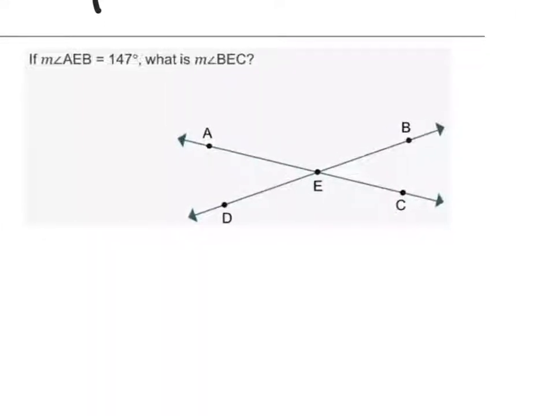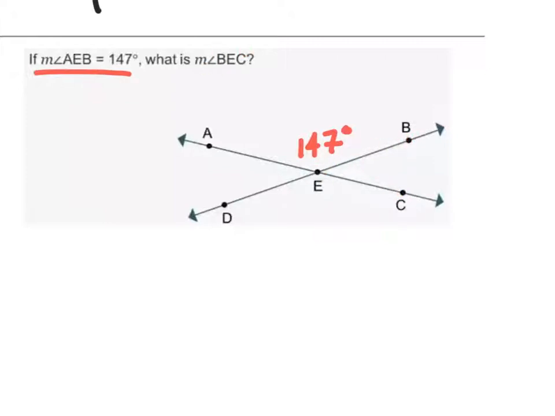It says that angle AEB is 147 degrees. So I'm given this piece of information here. Angle AEB is 147 degrees. I'm going to label my picture, call that 147 degrees. And then we want to figure out what is the measure of BEC.